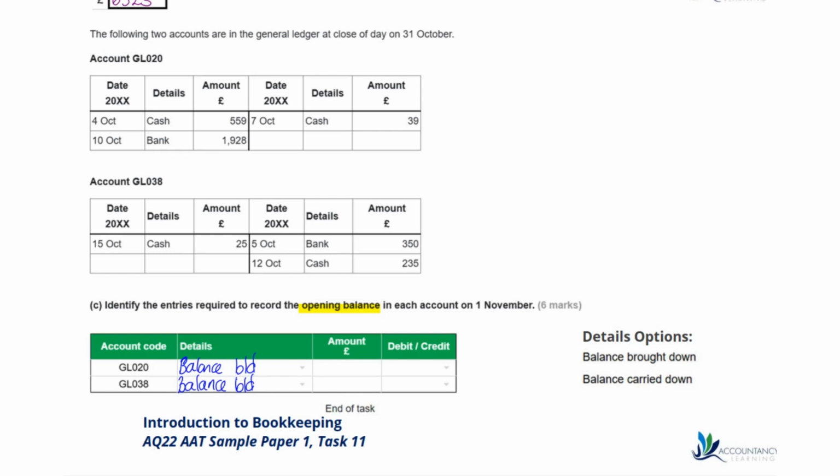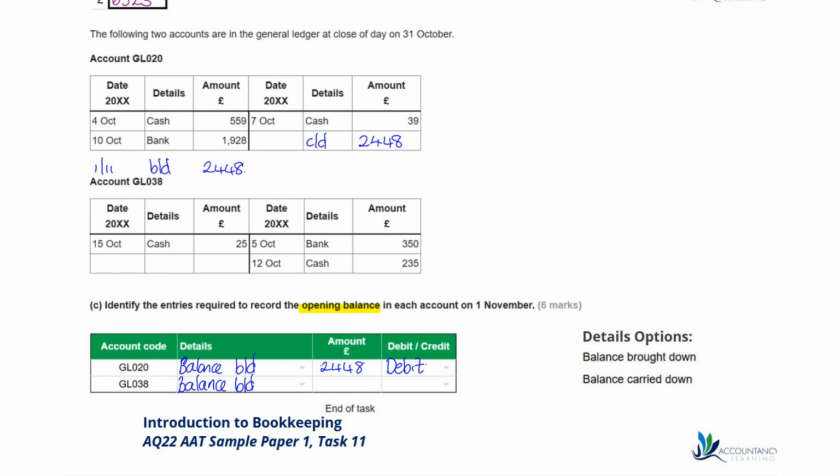Then for the amounts, for GL020, if we were to balance this account off, we would have to find the balancing figure here for our carried down balance, which would be 2,448, which then becomes our 1st of November brought down balance. So it'd be 2,448, and brought down is on the debit side.